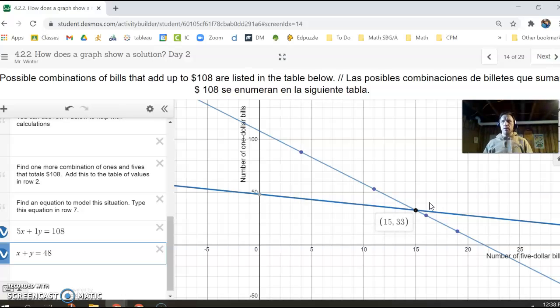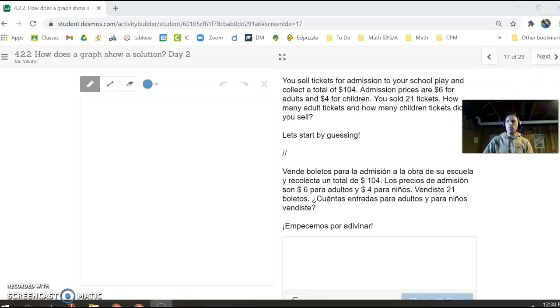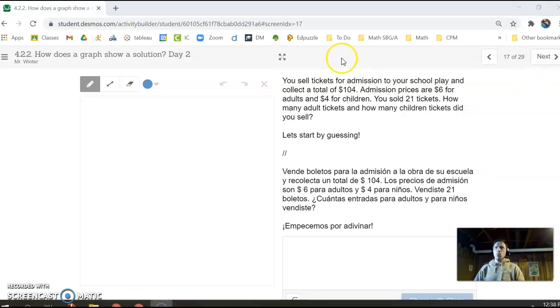Well, what does 15, 33 stand for? 15 $5 bills, 33 $1 bills. Do you see the layers that are happening here and how many of these things intertwine? All right, it's going to take practice. It's going to take a lot of work, but we're going to try this out as much as we can. All right, so all that information's there for you. We're going to go ahead and work on slide 17 together.